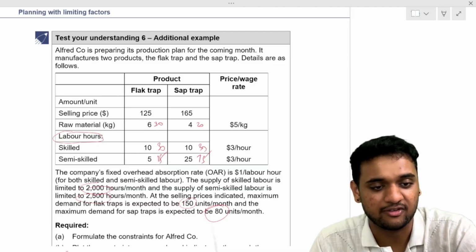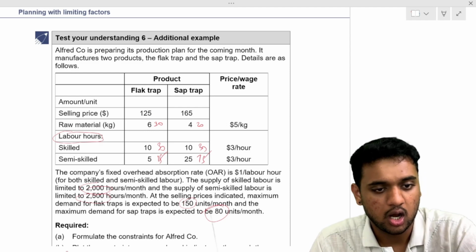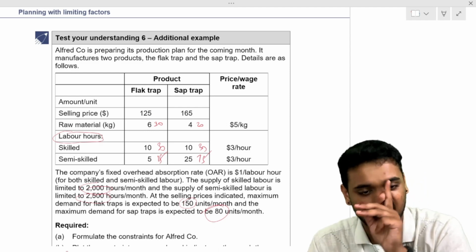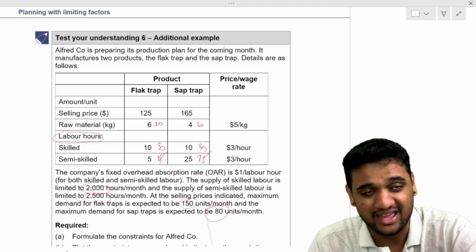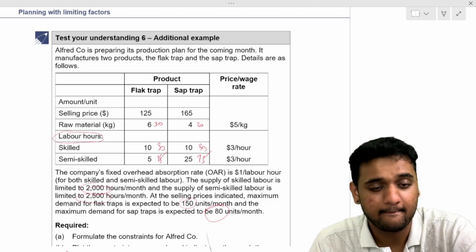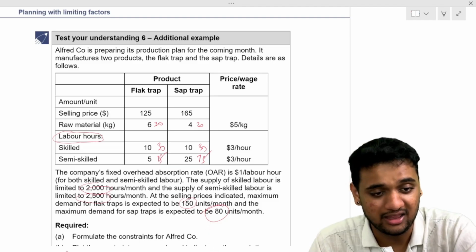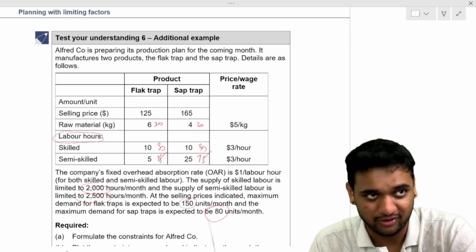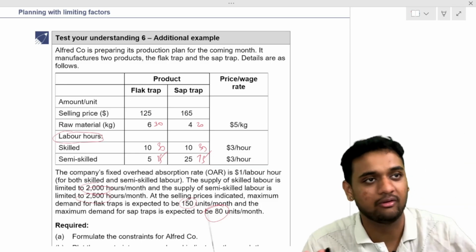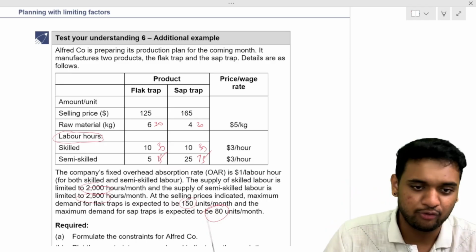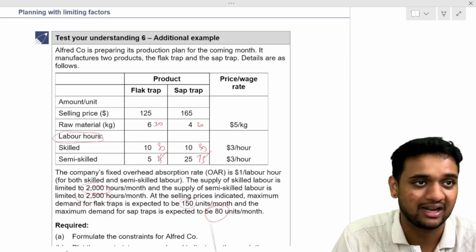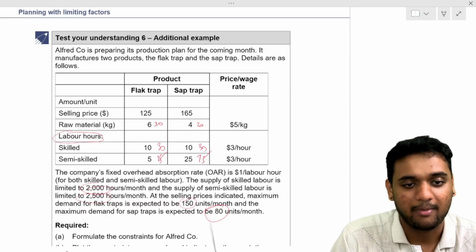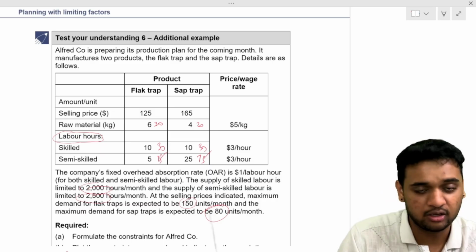Is direct expense given to us? No. Is variable overhead given to us? Clearly they didn't give the overhead. That's why we go from the start, so we remember everything and don't make any mistake in the exam. So these are the 4 variable costs. In that we have only direct material and direct labor. So selling price minus direct material minus direct labor should give you contribution.